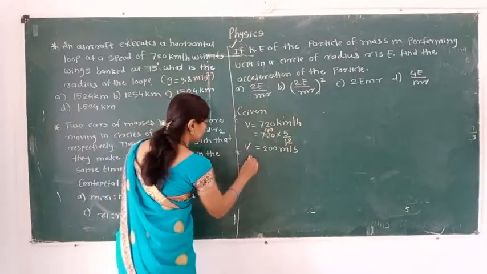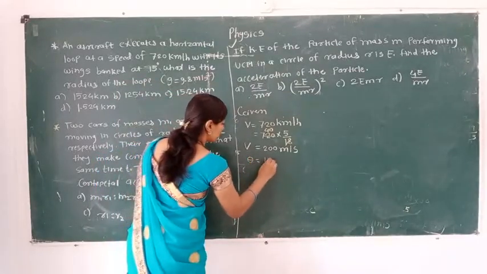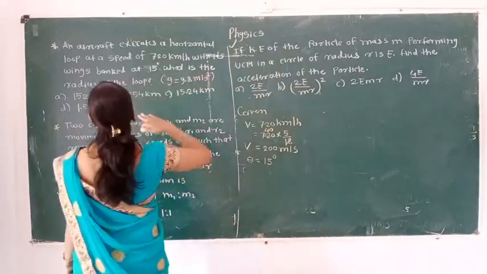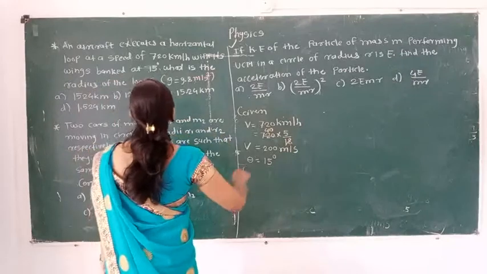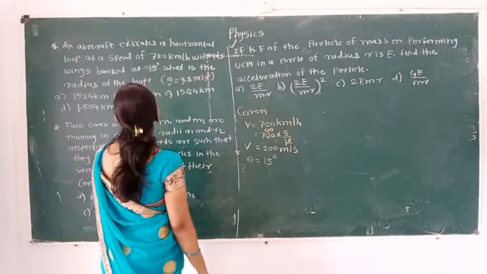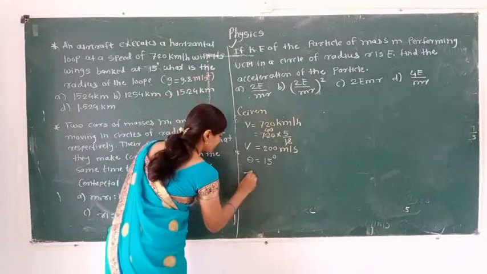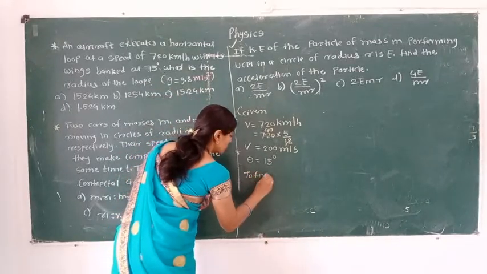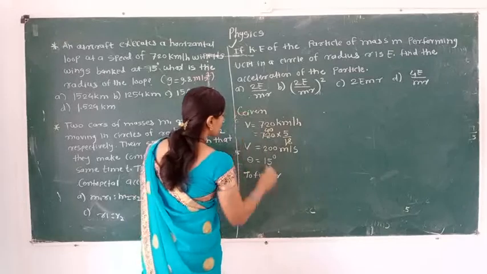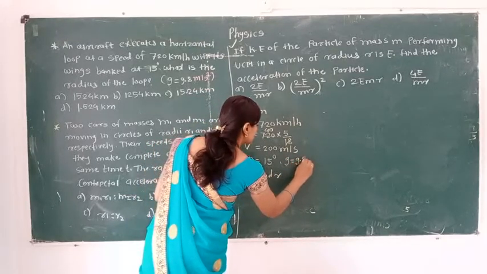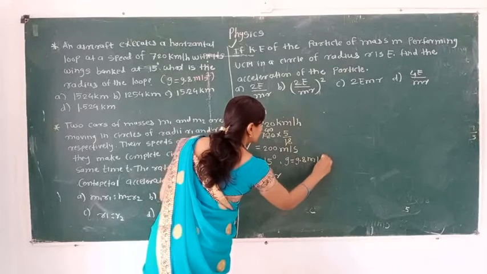Here we are getting theta. Theta is equal to 15 degree. Now what are they telling us? The wings of that aircraft are banked at 15 degree. What is the radius of the loop? Here we have to find out the value of r. To find r, the value of g is given to us. g is acceleration due to gravity. It is 9.8 meter per second square.